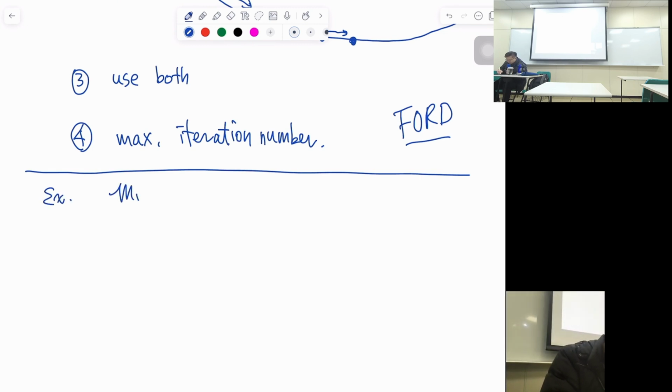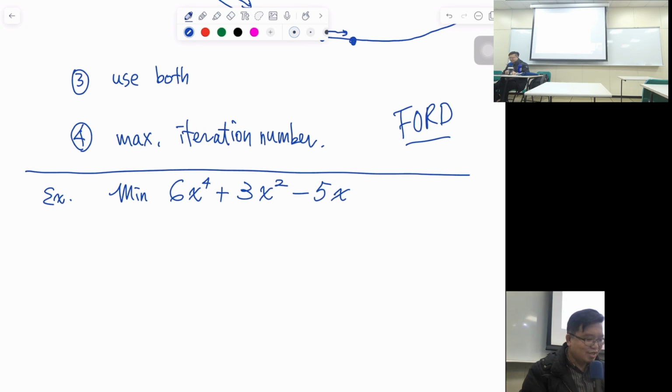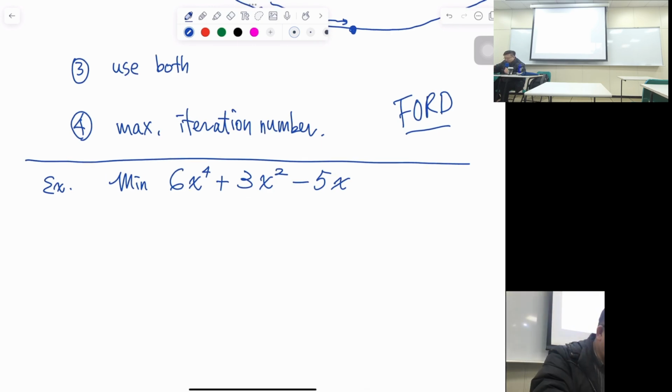So let's try to minimize, for example, 6x to the fourth plus, I don't want to use a cube, so maybe 3x squared, maybe minus 5x, something like this. I hope it has a solution. Maybe I start with something easier. It's okay. Let's try this.